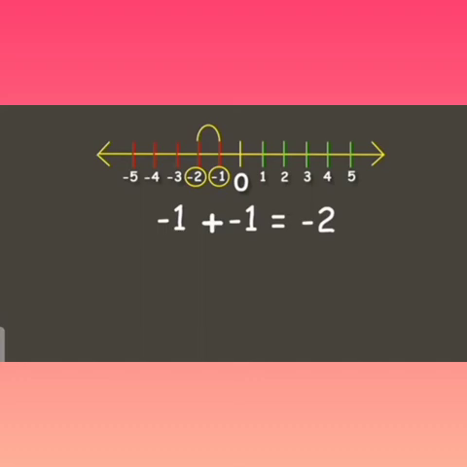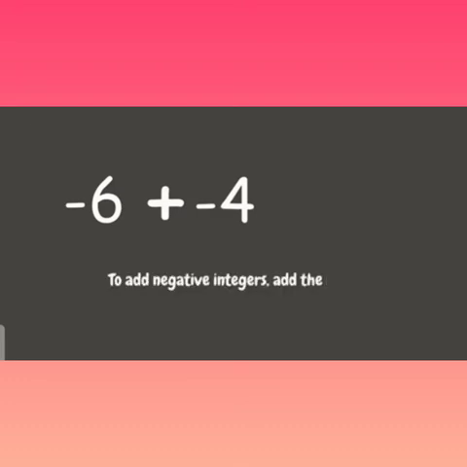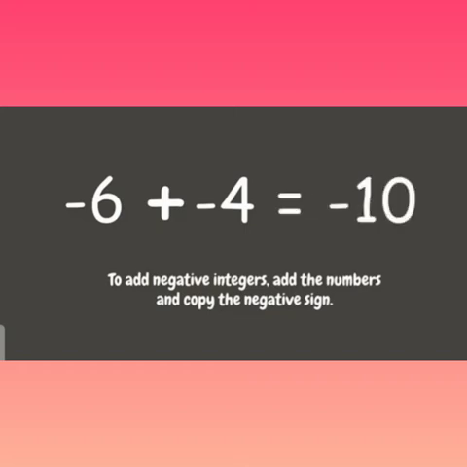Now let us try to solve this using our counters. Now let us try to solve this. We have negative 6 plus negative 4. Again, let us remember, when we are adding negative integers, we simply add the numbers and copy the negative sign. Therefore, 6 plus 4 is 10, and copy the negative sign, we will get negative 10. Now let us try to answer without using number lines and counters.